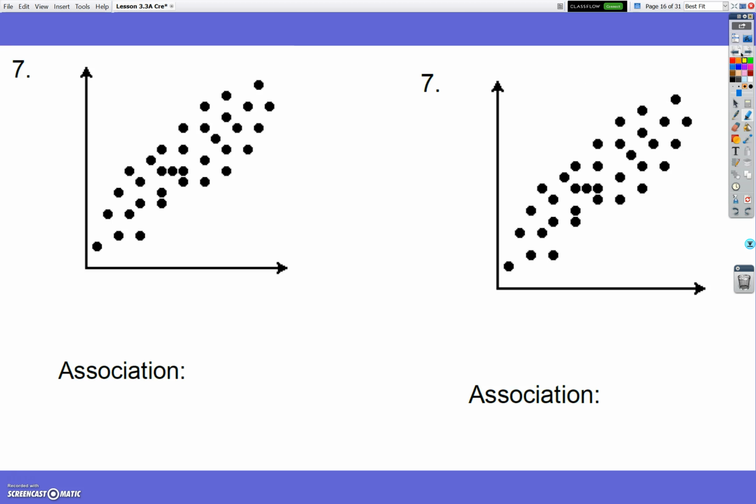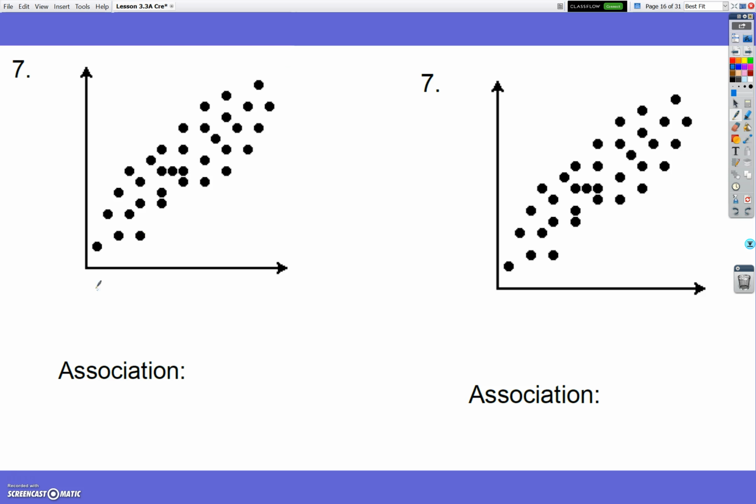So what I want to do is, I have number 7 written down twice, then number 8, 9, and so on and so forth. And I want you guys to come up with an association that is going to be called a positive association, a positive linear association. And I want you to think about this: two situations when one variable goes up and so does the other.